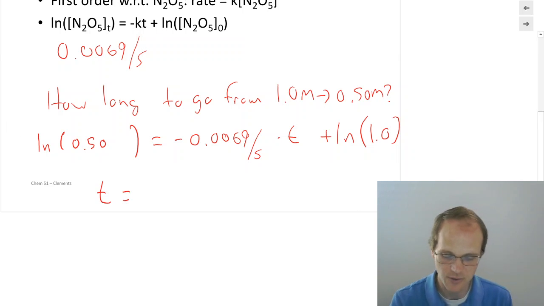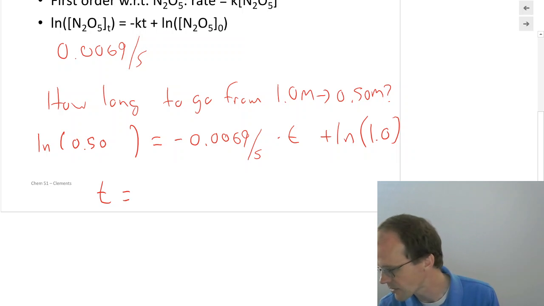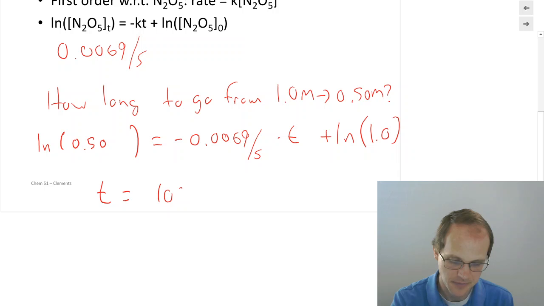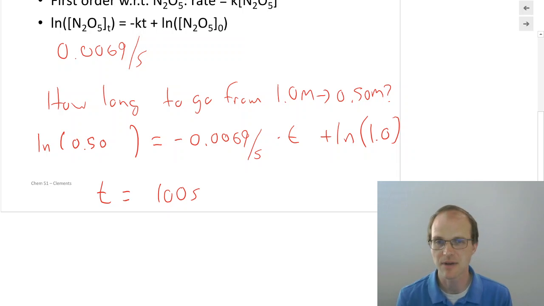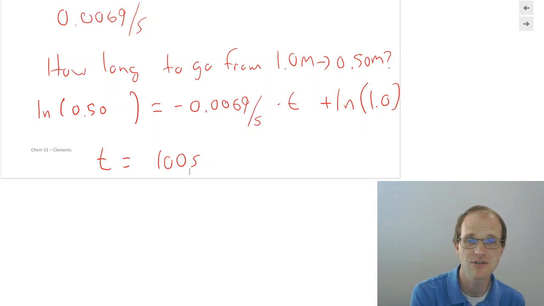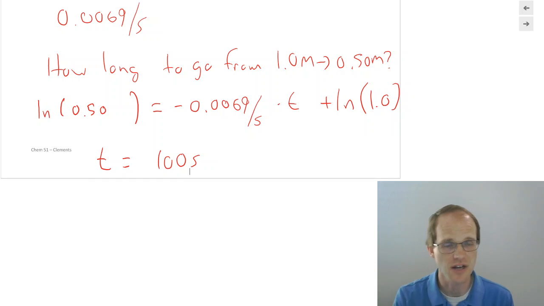I'm not going to show you all the work for it. It's mostly just calculator work. And I get that t is about 100 seconds. I'm not going to worry too much about the details. So that's how long it took to go from 1 molar to 0.5 molar. Some people are like, well, if I went from 0.5 molar to 0 molar, that should also take 100 seconds, because it took 100 seconds for the first 0.5 molar, and 100 seconds for the second 0.5 molar.